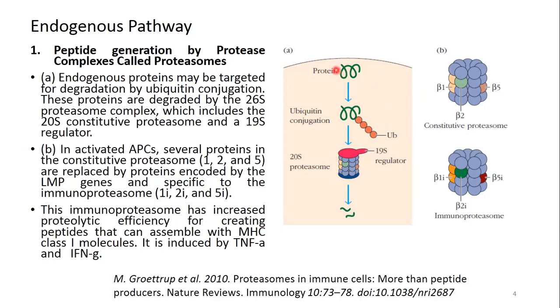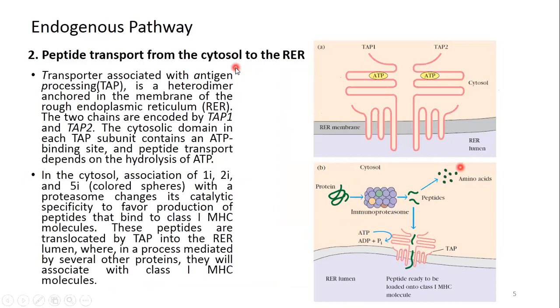Now we know that when a protein is produced inside the cell, it is tagged with ubiquitin, goes through the proteasome, and is degraded into much smaller peptides. So in the next slide, we will see peptide transport from the cytosol to the rough endoplasmic reticulum. Actually, insights on this topic came from some studies on a cell line called the RMA-S cell line, which was defective at some point of antigen or peptide transport from the cytosol to the rough endoplasmic reticulum.